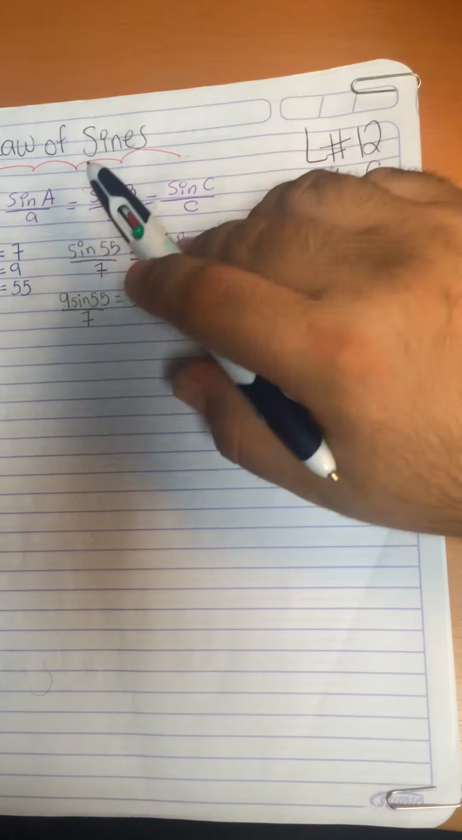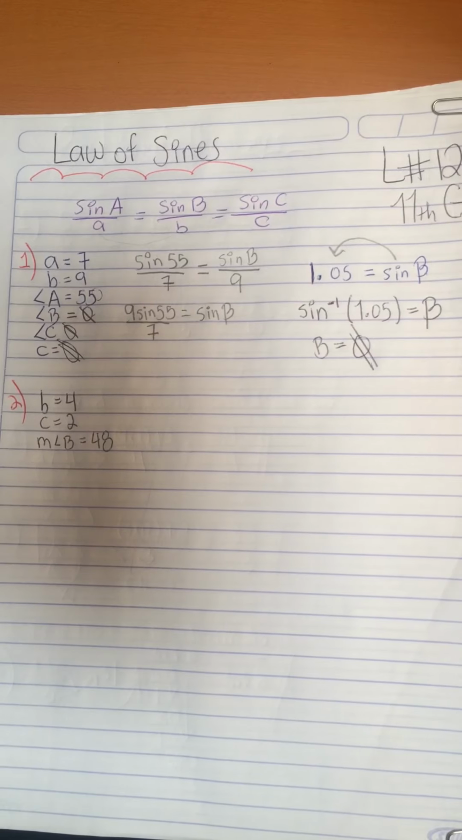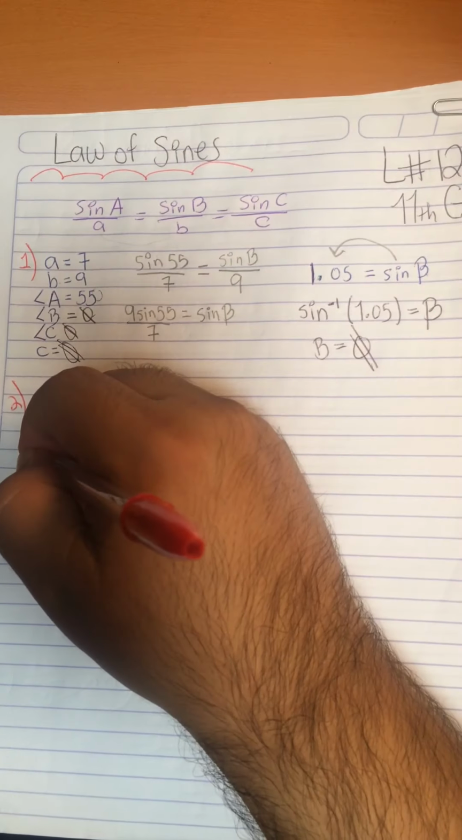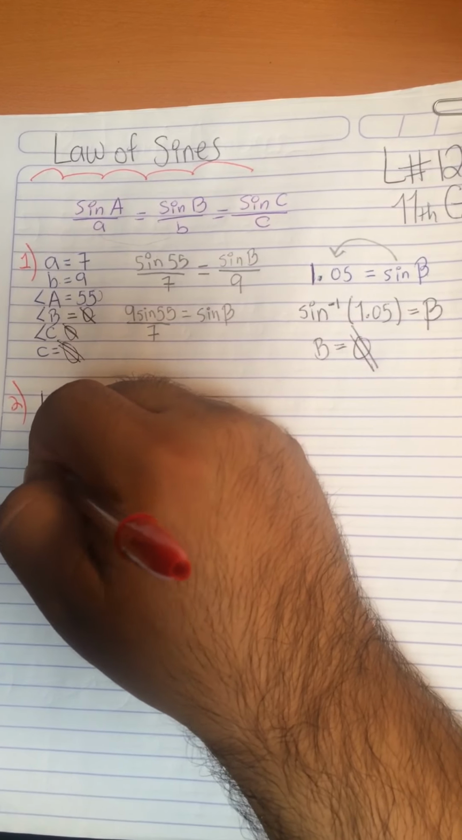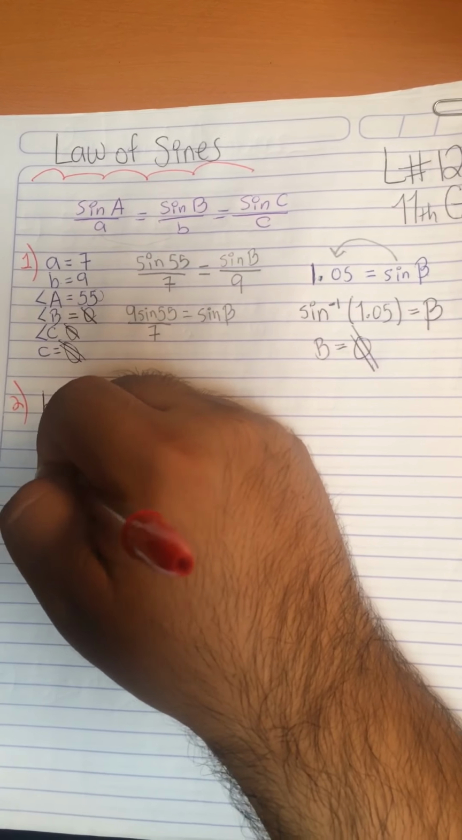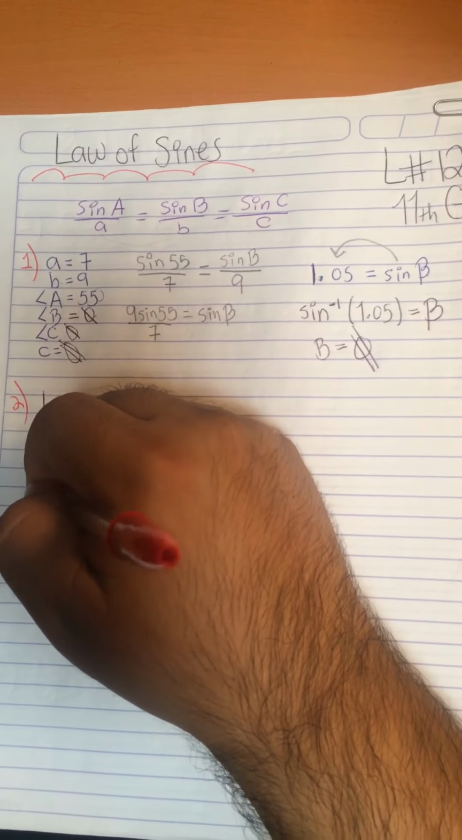Okay, so from this information, we have to find angle C, angle A, and side A. This is what we need to find using the law of sines. Okay, so let's start working.